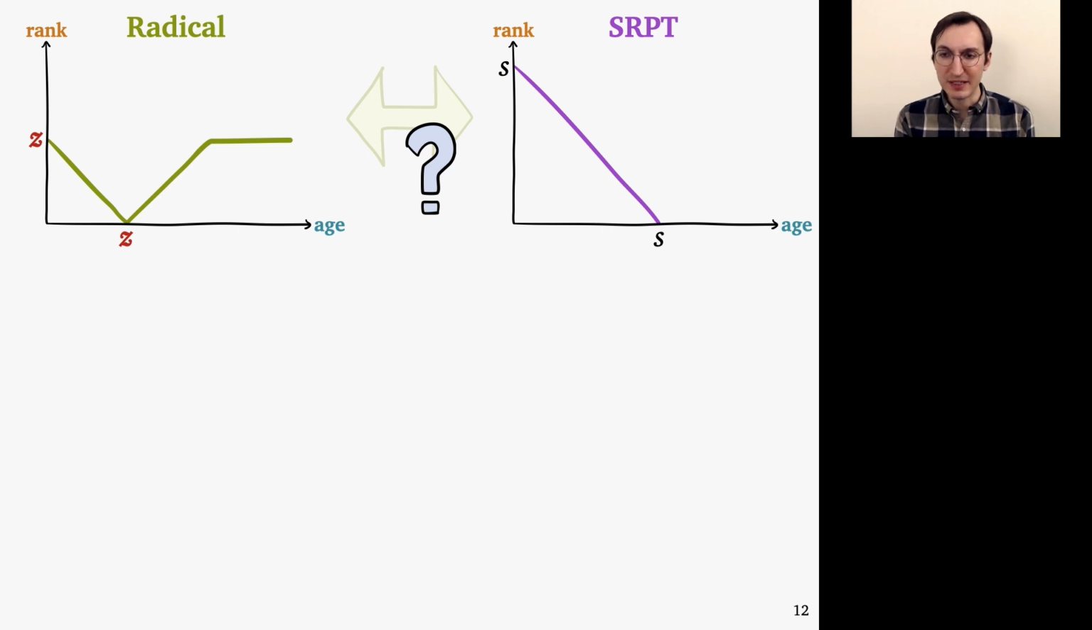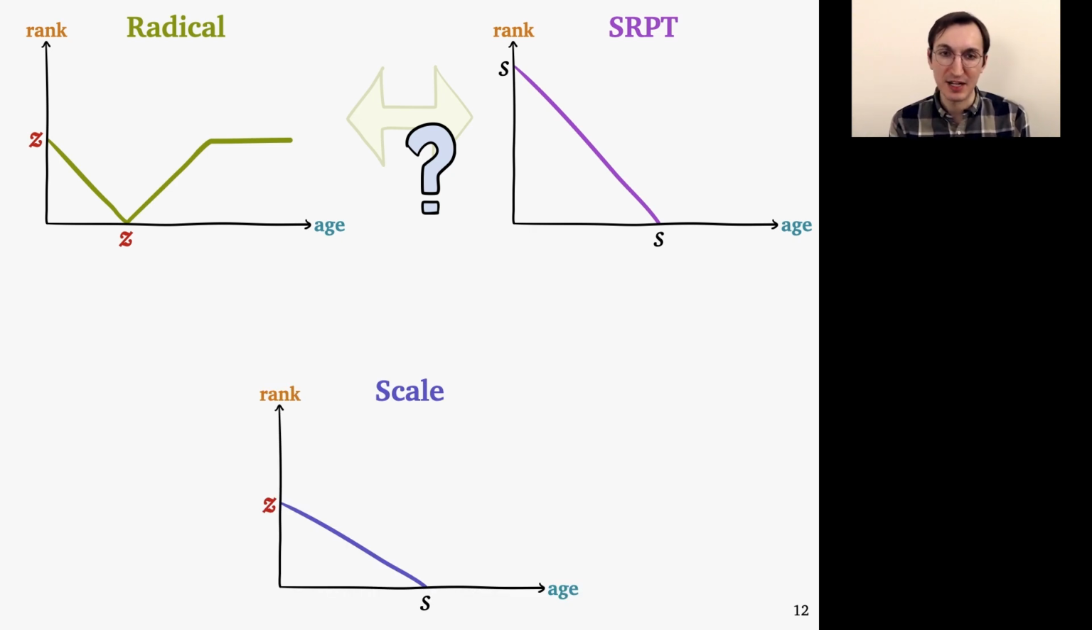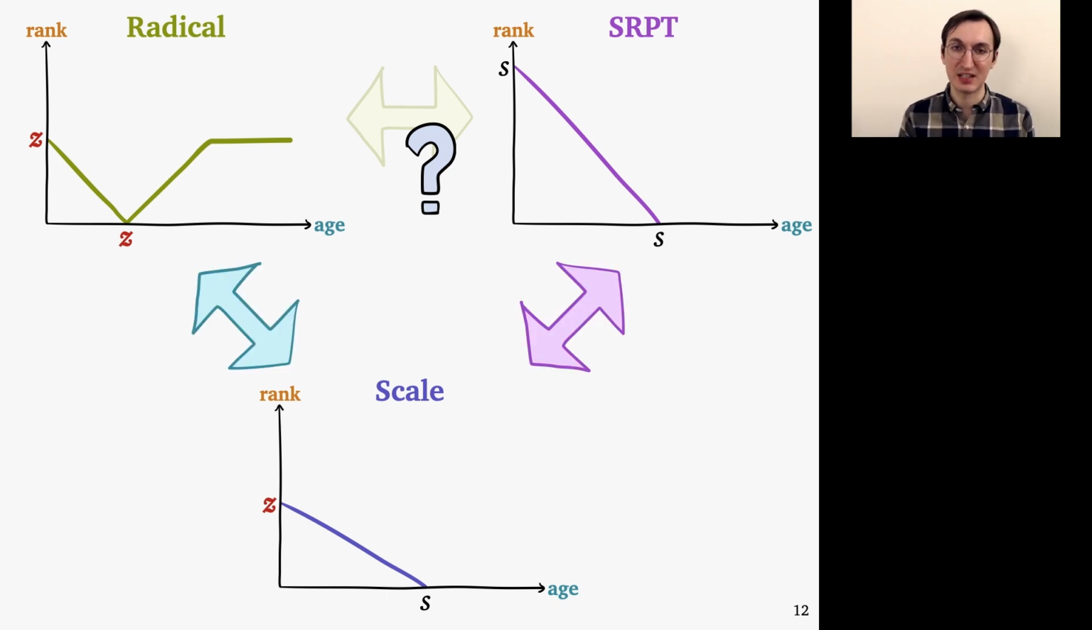And so what we did is we did this comparison by way of a third policy called Scale, which is partway between Radical's rank function and SRPT's rank function. Like Radical, a job's initial rank is Z. But like SRPT, a job's rank scales linearly down and ends at 0 by the time age equals size S. This means we can't actually implement Scale without knowing a job's true size. So you wouldn't really use the Scale policy in practice, but it's helpful for analysis because we can compare Radical to Scale and then compare Scale to SRPT.